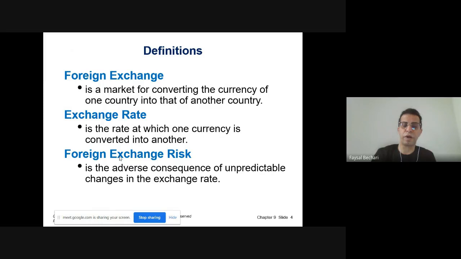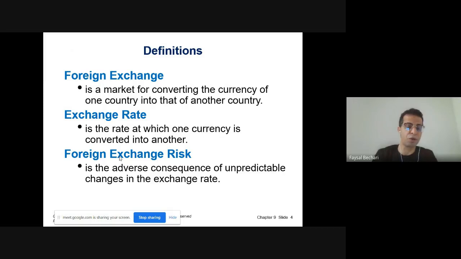Now the exchange rate is set by different forces, which is what the store that is changing the money for you is following. So the exchange rate is the rate at which one currency is converted into another currency. One Canadian dollar equals 0.7 American dollars, for example. The foreign exchange risk is the adverse consequences of unpredictable change in the exchange rate.